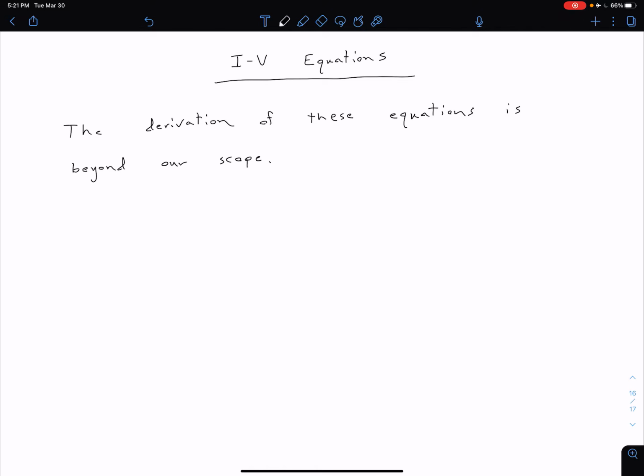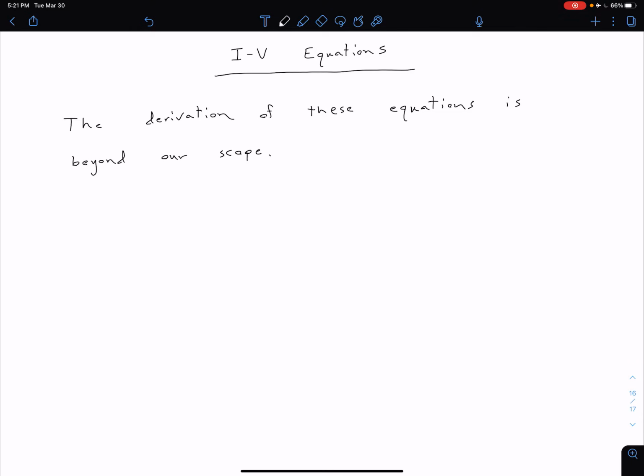Let's now take a look at some specific IV equations for our MOSFET. The derivation of these equations is beyond the scope of this class, but we're going to write them out and make sure we're comfortable with using them. Right now we're looking at equations for our NMOS devices, or N-channel devices. We're going to come back and talk about PMOS in a little bit, and as you might expect, it's basically the same with some minor changes to polarities and current directions.